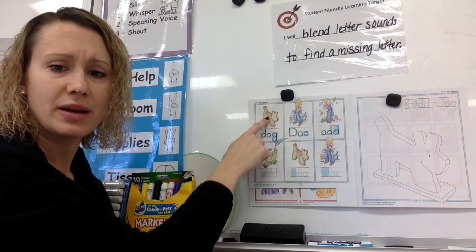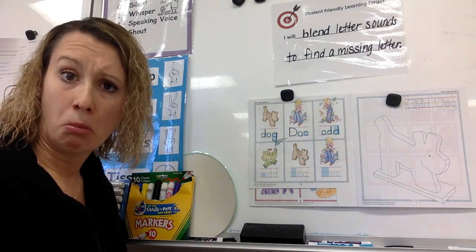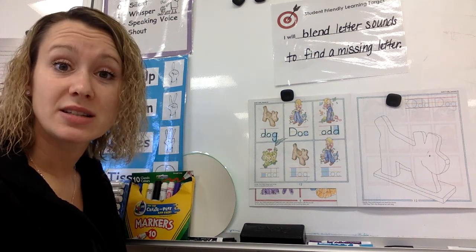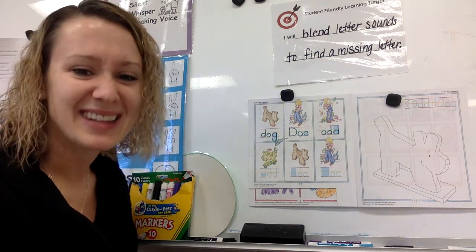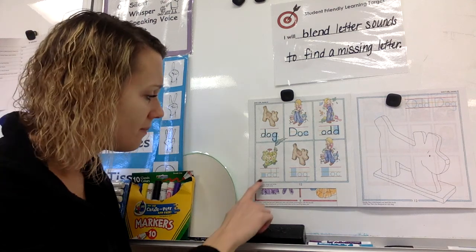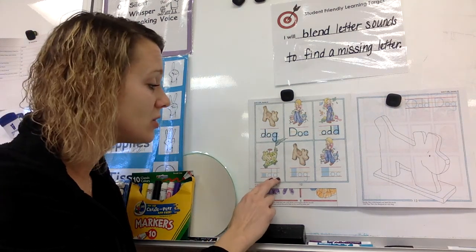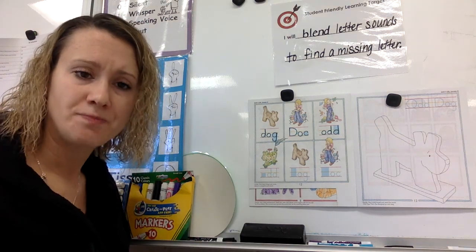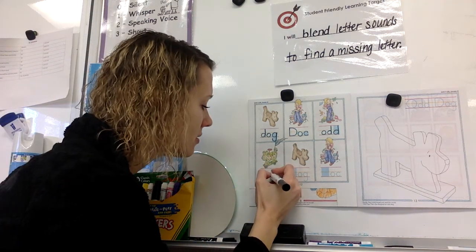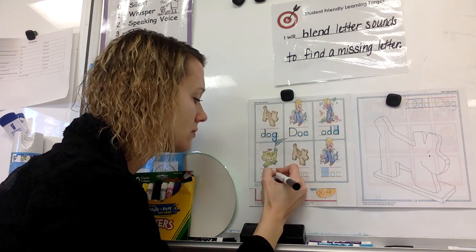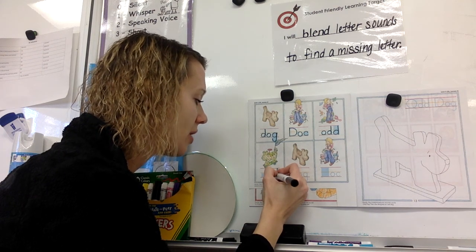Now we're going to look down here at the bottom left. We see the doggy up here. Now look at that one. Doesn't that look a little strange? That doggy looks odd. But uh-oh, this time the letter in the front is missing. So what we need to do is trace these last two letters. So take your pencil, trace those last two letters. And then park your pencil.